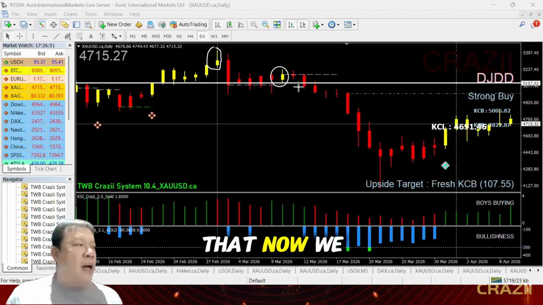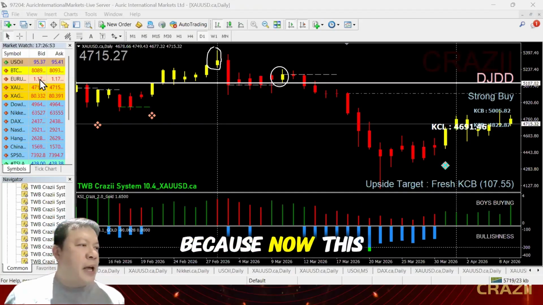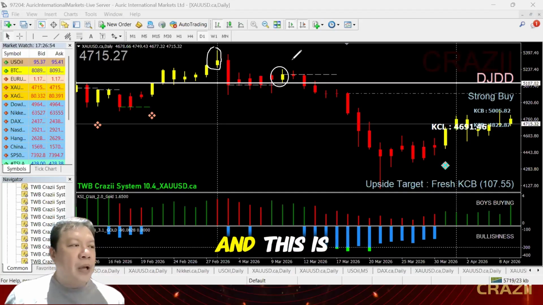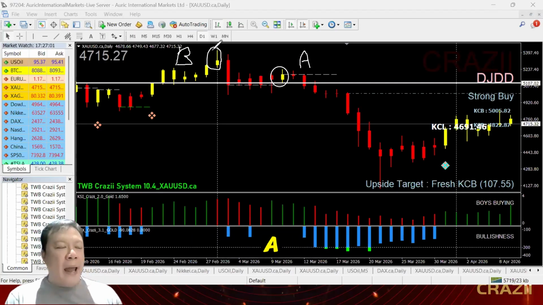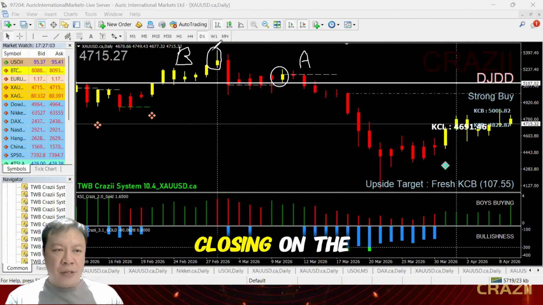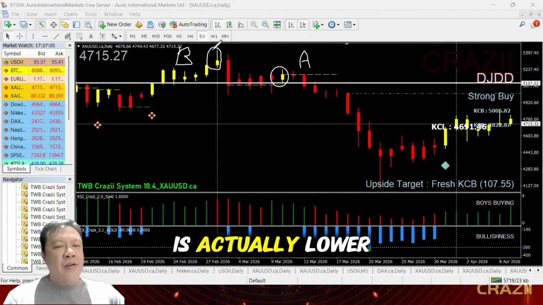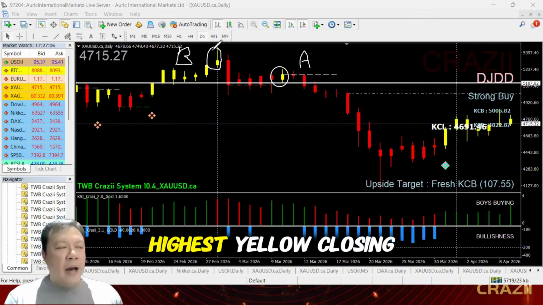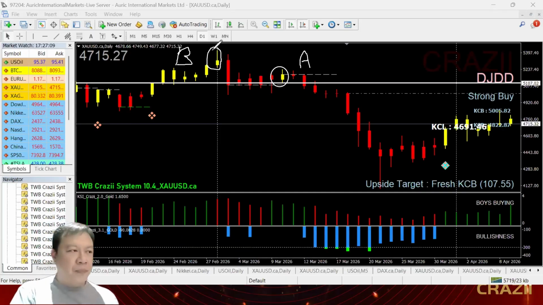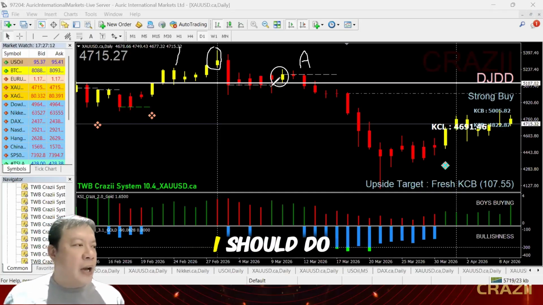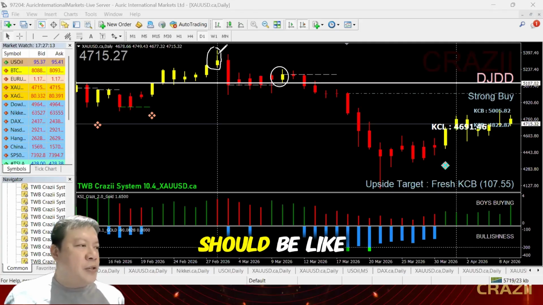So which means that now we have an issue here, because this is point A and this is point B. At point A, the highest yellow closing on a day chart is actually lower than the B highest yellow closing, right? The B area, yeah. Sorry, I should do this. The right way to do this should be like that, okay?